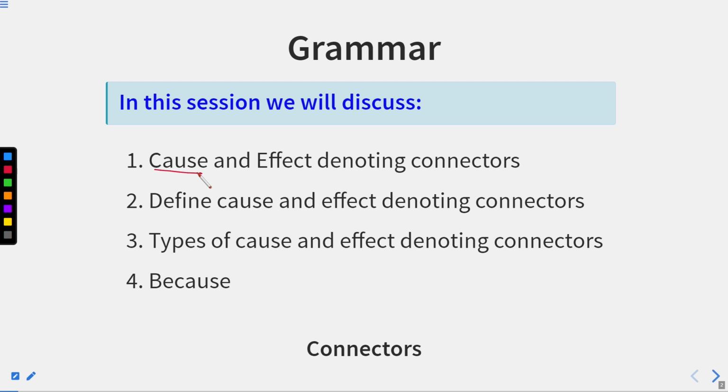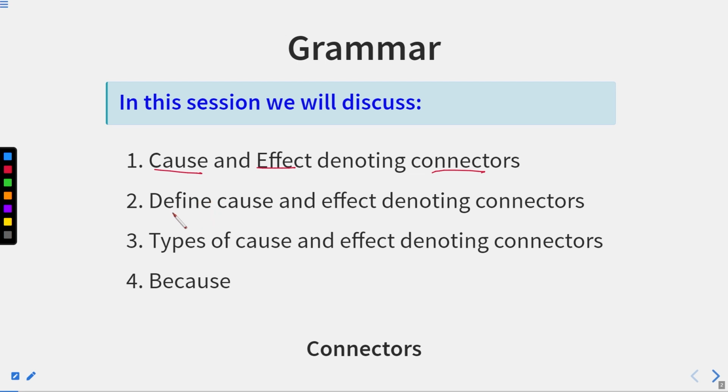Now, what is the meaning of cause? Cause means to make something happen. So, if a person or a thing makes something happen, that is the cause of that particular effect. And effect is the result or the outcome that we get. So, these are connectors that we are going to discuss in this session. These are connectors that are used to join causes and effects.